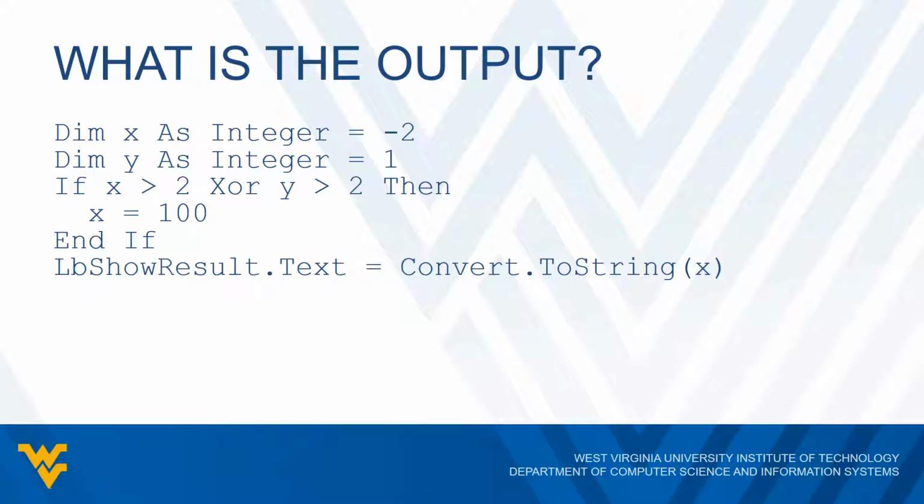In this example, it's actually very similar to the last one. We're still using exclusive OR. The difference is we changed the second condition. We're now checking if y is greater than 2. So take a look at it and see if you can determine the output of this code.